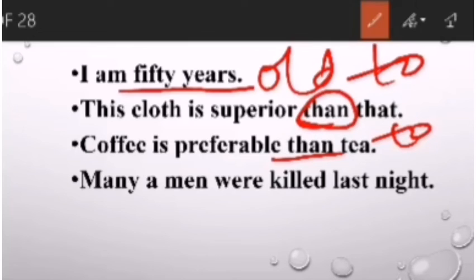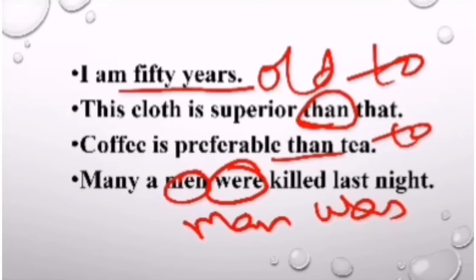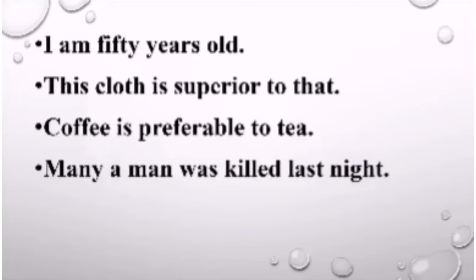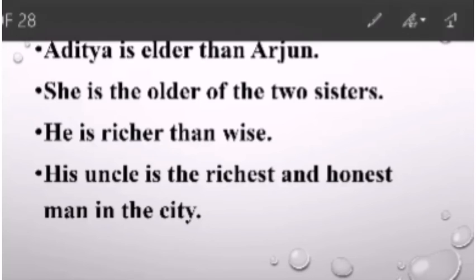Okay. Many a man, after a it should be man, and accordingly this also will change to was. Next, so these answers you can note down, correct answers. Let's have some more examples. Aditya is elder than Arjun. Let's take it one to one.